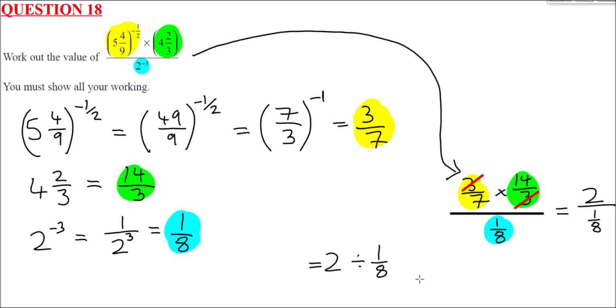Now think about the rules of fractions. If you're dividing by a fraction, we can keep the first value, change the divide to a multiply, and flip this one on its head. So change the divide to a times, flip 1/8 on its head to 8 over 1. 8 divided by 1, of course, is just 8. So finally, we've got 2 multiplied by 8, which simplifies right down to just 16. And therefore, 16 is our final answer for question 18.